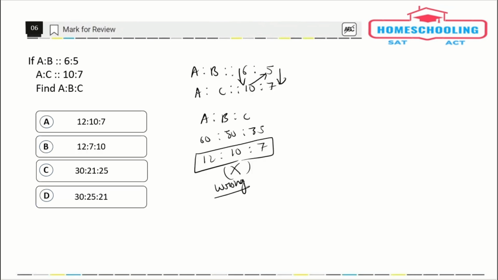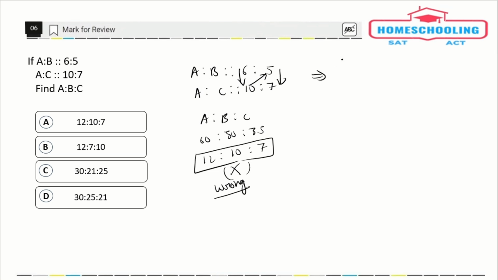But as you can see, the intersection is happening between A and B. So what we're going to do is restructure it. We will take B is to A. Because A is to B is 6 is to 5, B is to A would be 5 is to 6. And A is to C is 10 is to 7.